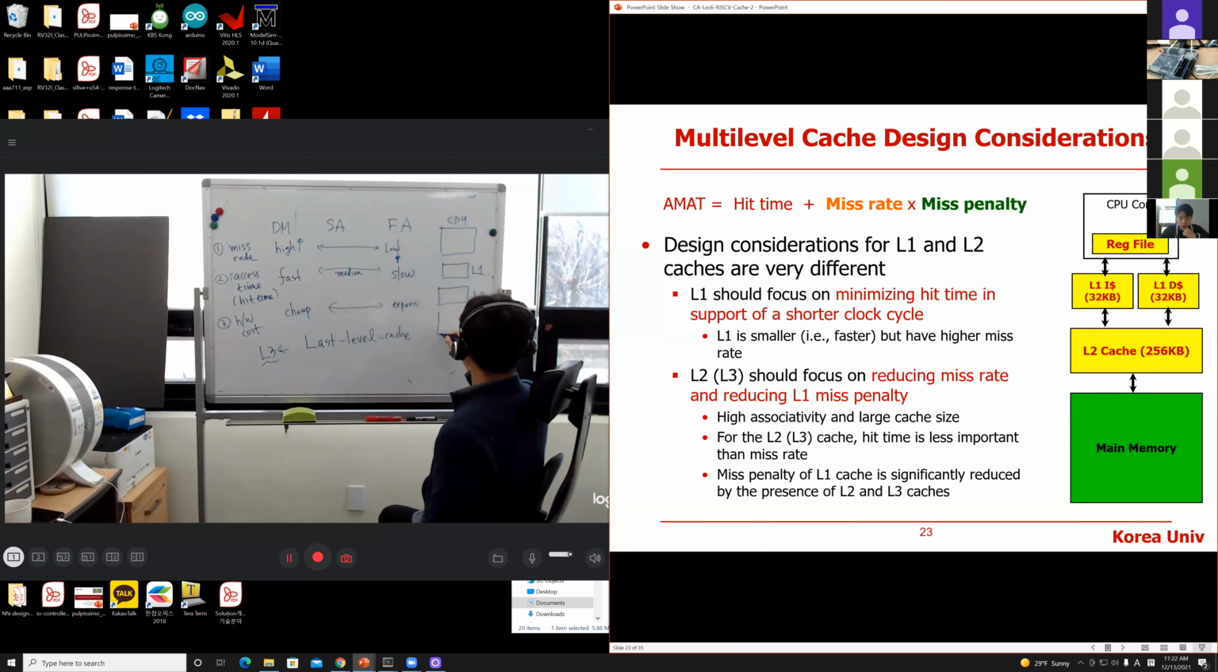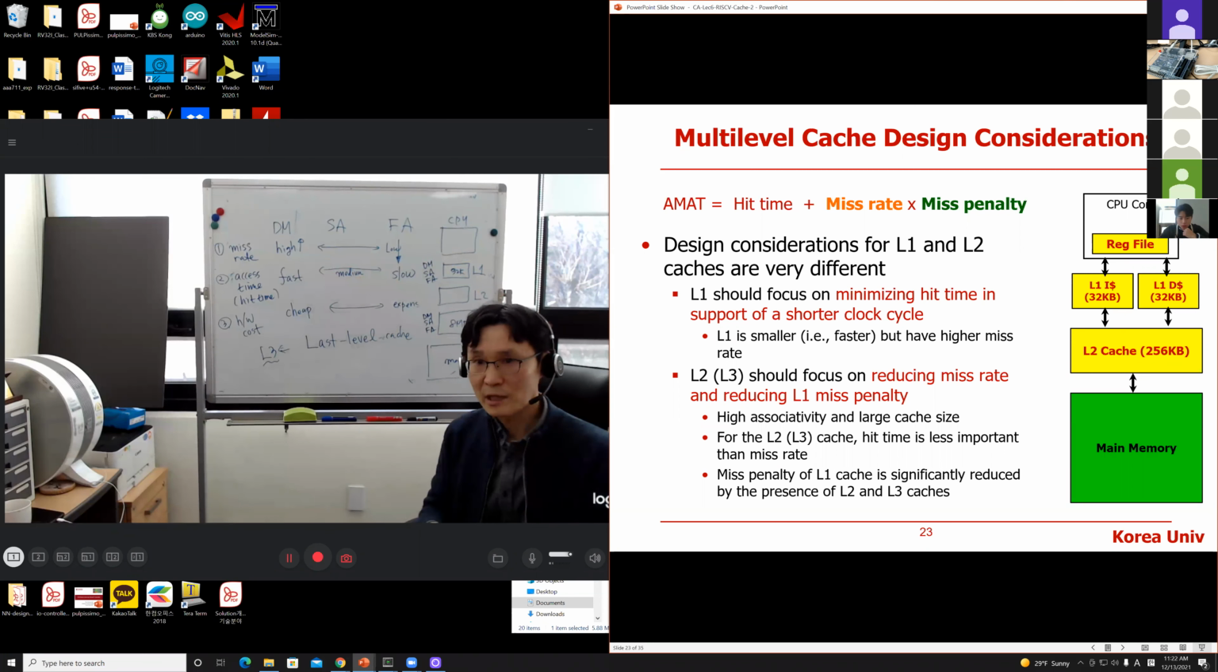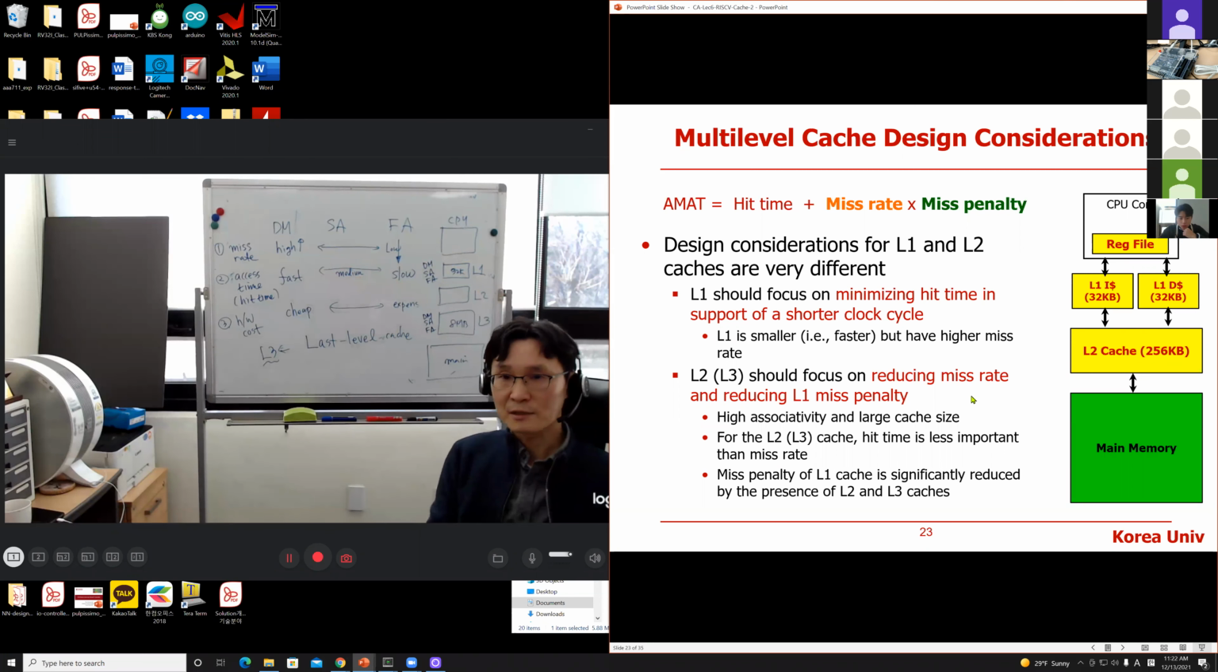So the last thing I want to discuss is this one. For level 1 cache, what kind of cache configuration do you want to use? Do you want to use direct map cache, or set associative cache, or fully associative cache? How about level 3 cache? Which one do you want to use? Based on that equation, think about that.